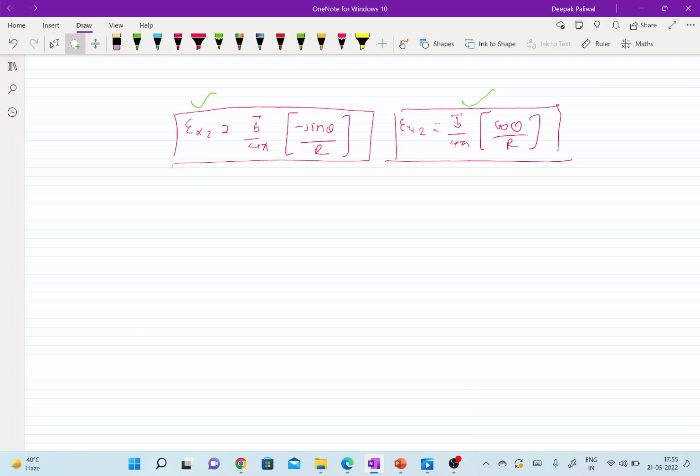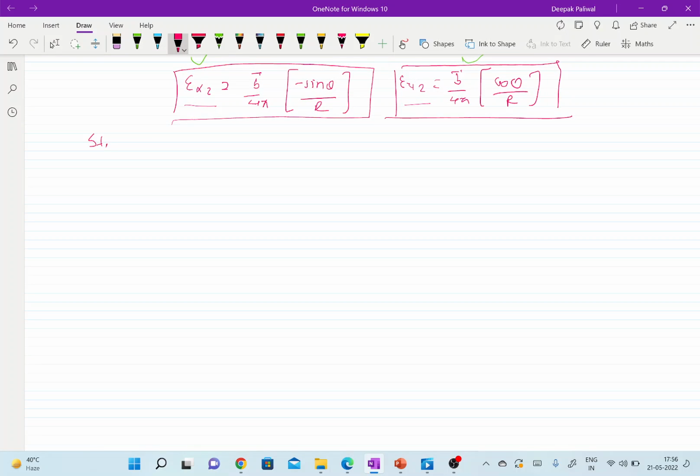In the previous lecture we learned about the strain field and what strain components are present in the case of a screw dislocation. We calculated the various strain components, and what we observed is that we have only epsilon xz and epsilon yz. That means the screw dislocation has only the shear strain field. In this lecture we will learn about the stress field around a screw dislocation.